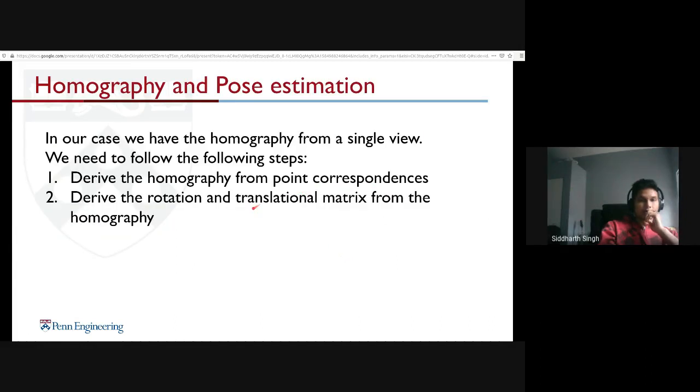Now, the constraint about the homography that we are using is that it's single view, right? So it's simply one camera. It's just seeing the world, and it has the information in the image form. And what we need to find is the point correspondences for the homography. We have to find the homography from the point correspondences, and from the homography, we have to find the rotation and translation. Is that clear to everyone so far?